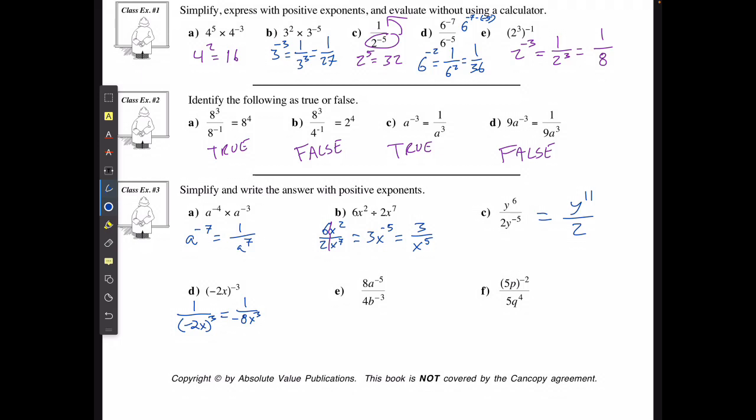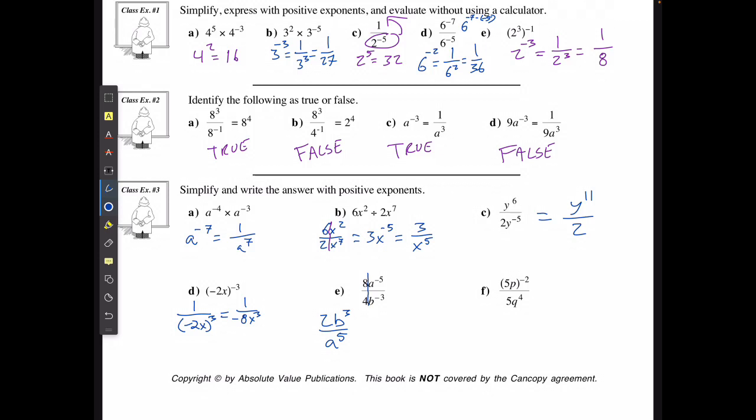Example E is interesting because here I have coefficients that can be divided. So I have 8 divided by 4, which is going to give me 2. But then the a and the b aren't the same. All I can do is make those positive. How do I make the a positive? By moving it down to the denominator. How do I make the b positive? By moving it up to the numerator. So b is going to be in the numerator, and the a is going to be in the denominator, and it's the same as 2b to the power of 3 over a to the power of 5.